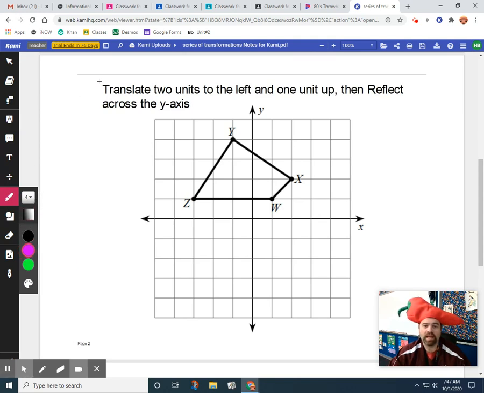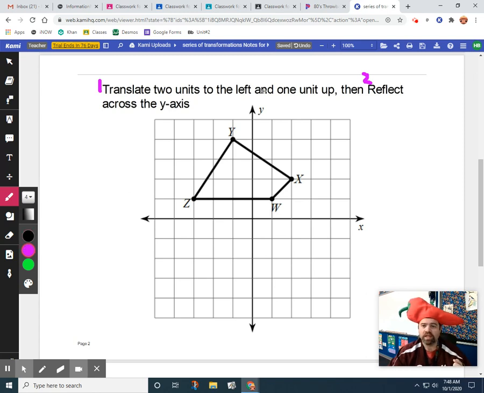So what I mean by that is I've got a translation here, so that's going to be number one, and then I've got a reflection. Okay, translate 2 units to the left and 1 unit up, then reflect it across the y-axis. So we have to do the translation completely before we reflect it. So you're going to actually create two figures.